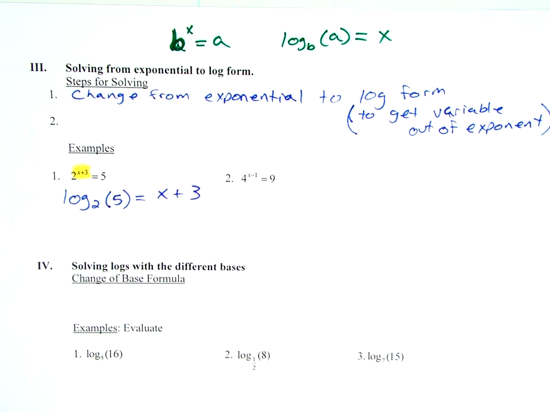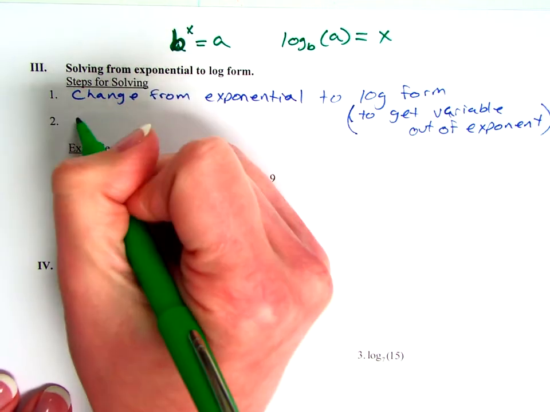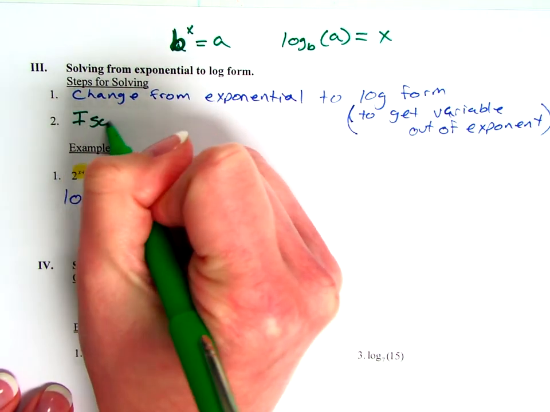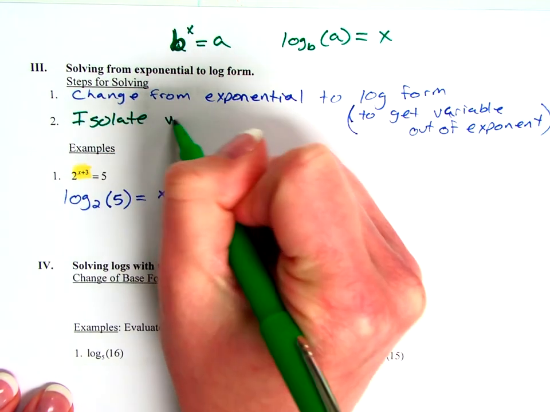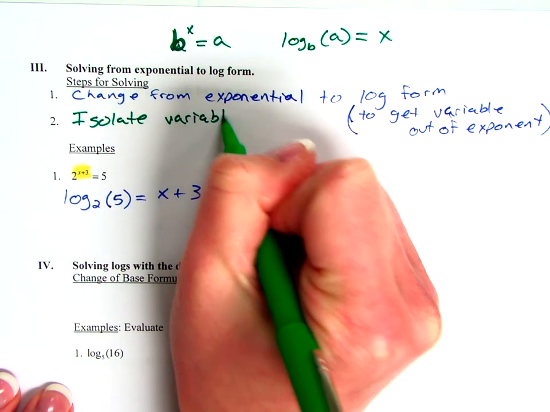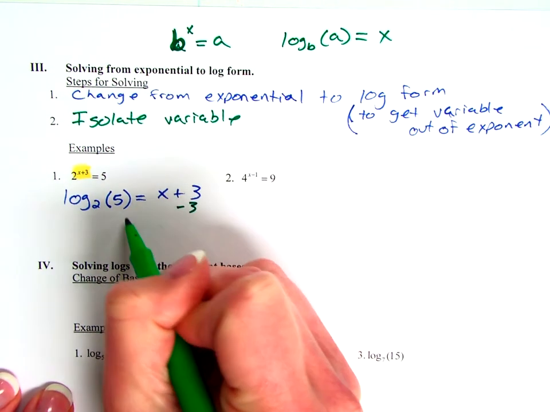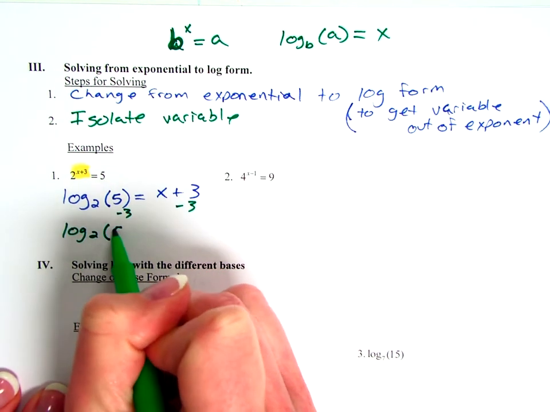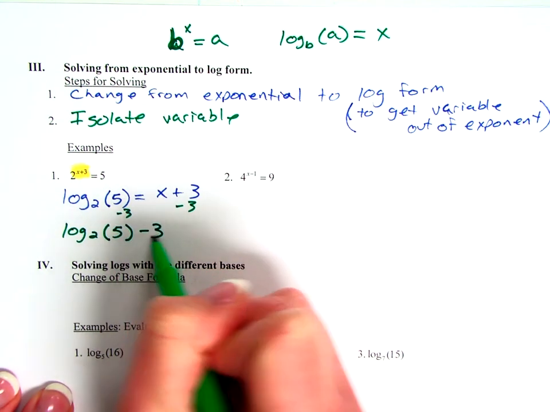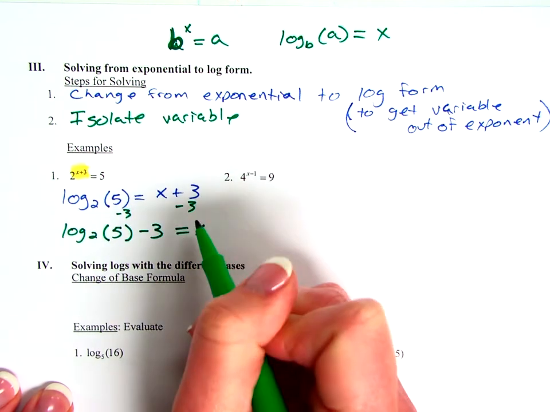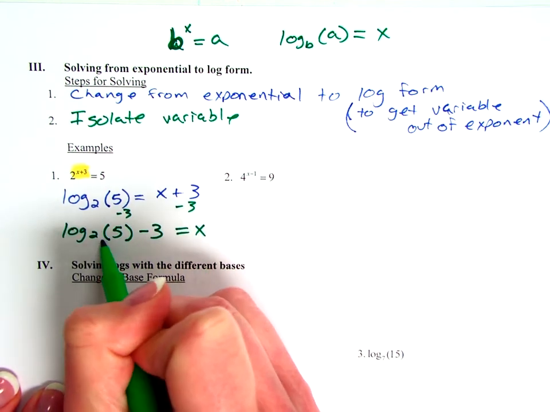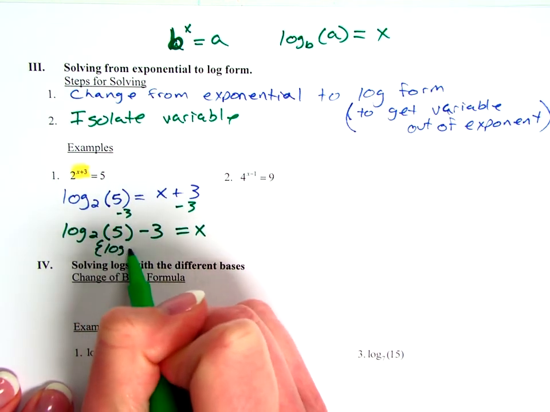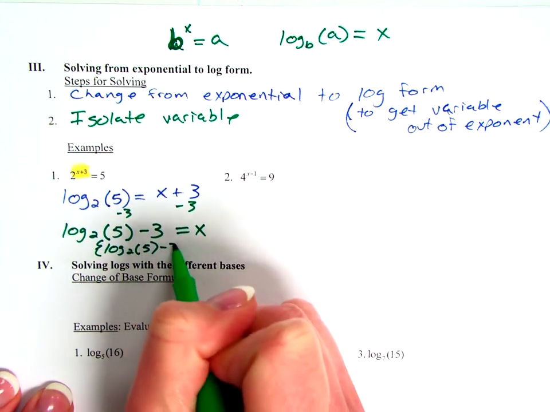And now that we've gotten that done, all we really need to do is isolate the variable. Since I'm solving for x, that would mean subtracting 3. So we would have log base 2 of 5 minus 3 equals x. And now x is by itself. So your final answer is just log base 2 of 5 minus 3.